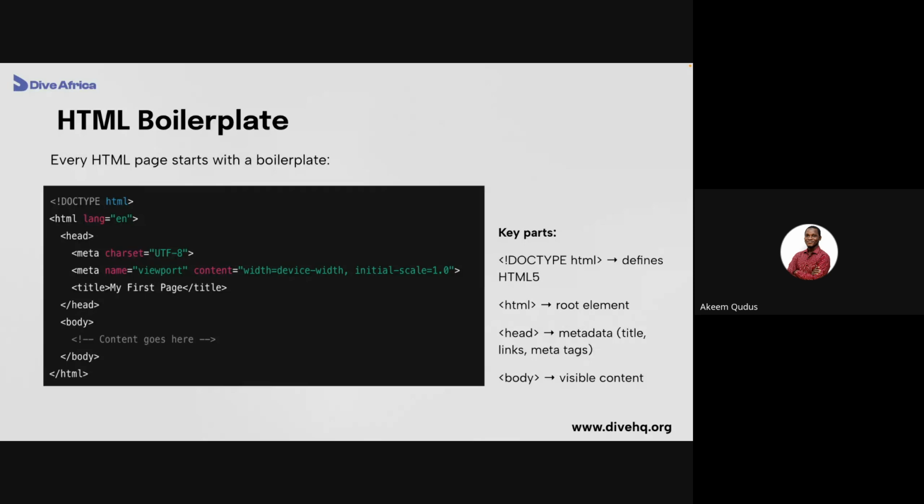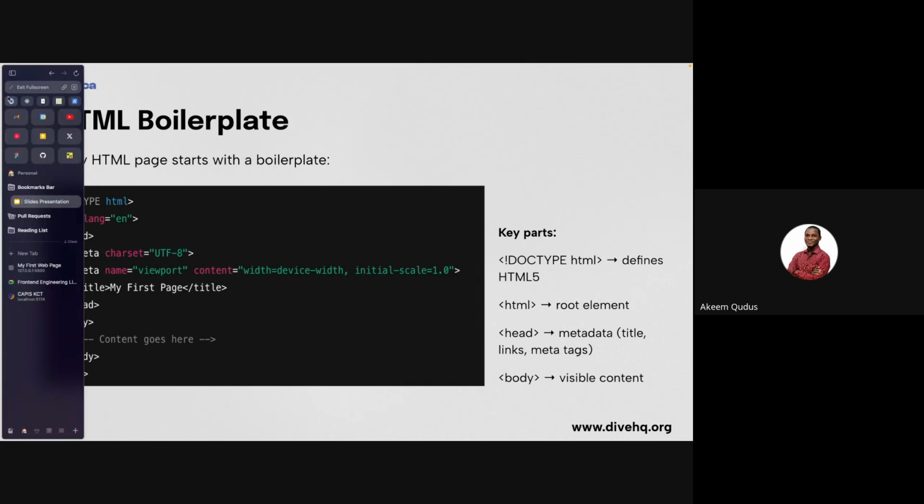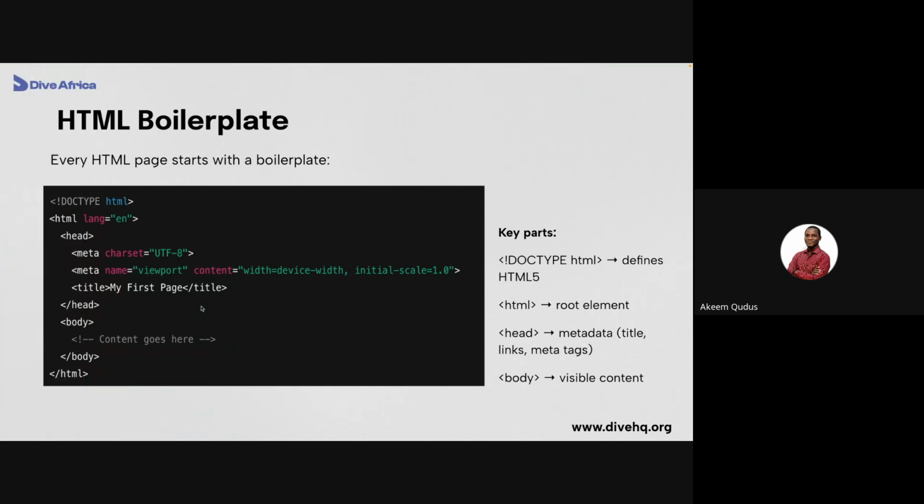Then we have two of its children, the head and the body. The body contains everything that you want to show in the website, everything you want to show inside your browser. That's what goes into the body. But the head contains some special tags, some meta tags also. For example, look at this title. The title is what shows in your browser tab, like my first web page. That is the title that you put in your head.